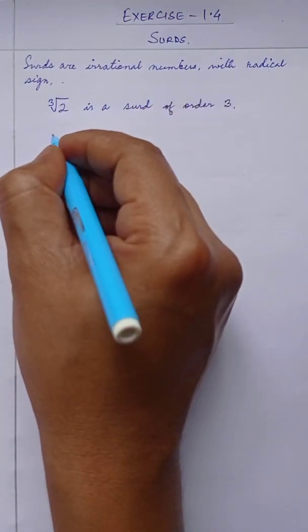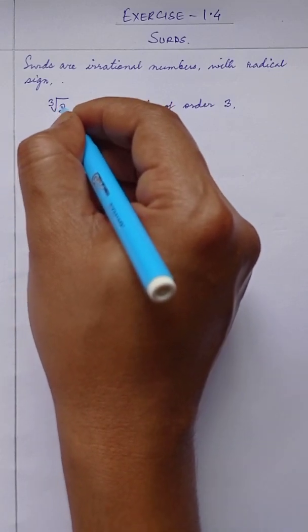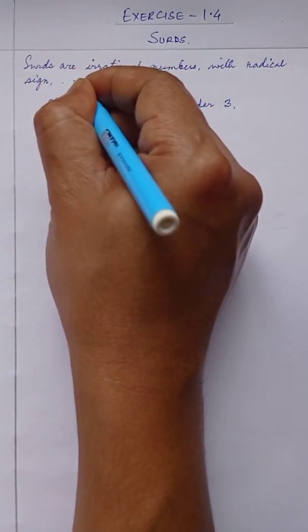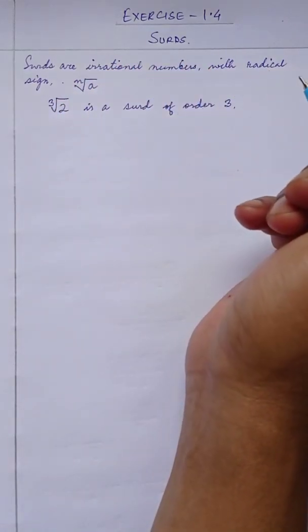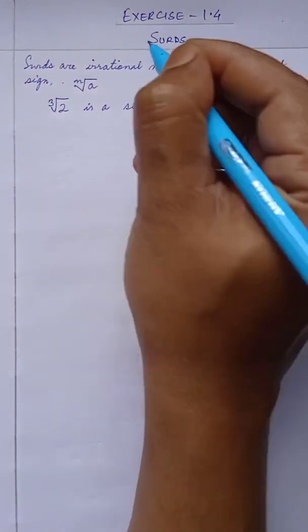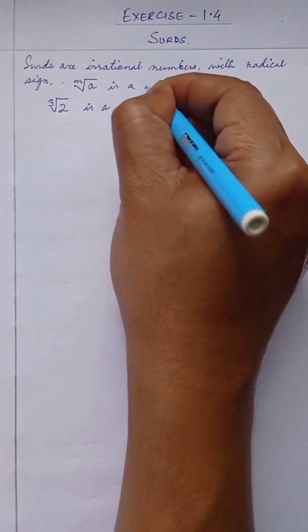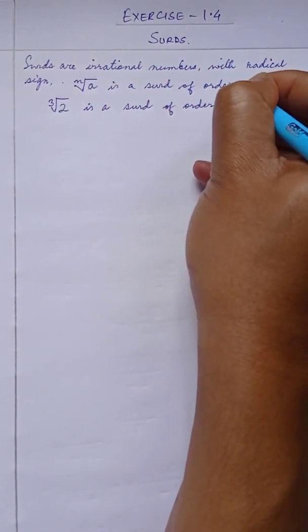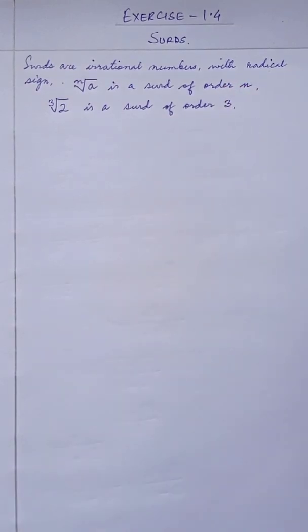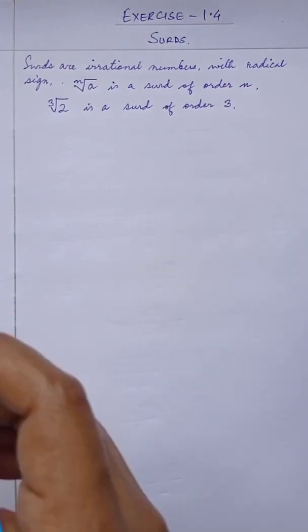Likewise, if I say nth root of a, this is a surd. An example of a surd is a surd of order n. Hope you get it.